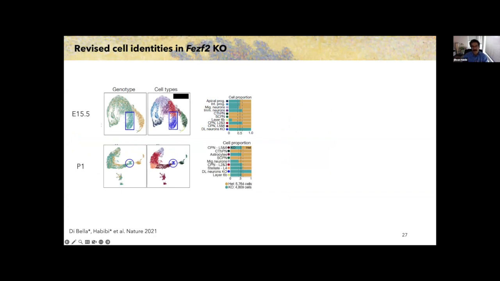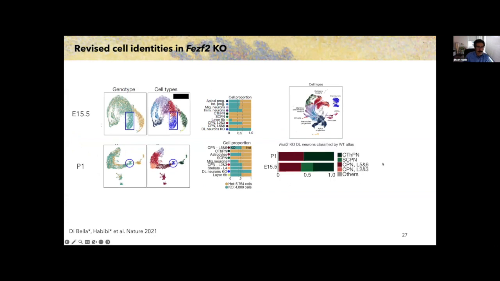So we look at that, and we see that based on the classifier, half of that population gets clustered as subcerebral projection neurons and corticothalamic projection neurons, but their identity is different from the wild type corticothalamic projection neurons or subcerebral projection neurons. This means that, based on what we have analyzed in detail, you need FEZF2 to suppress, for instance, the genes coming up from the subcerebral projection neuron identities.